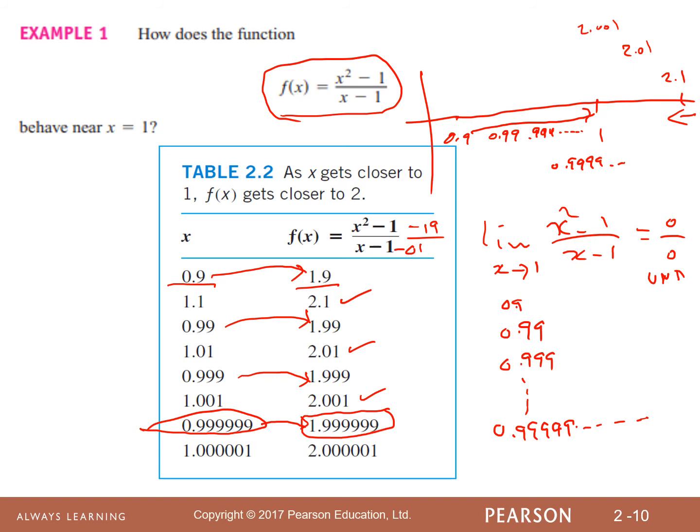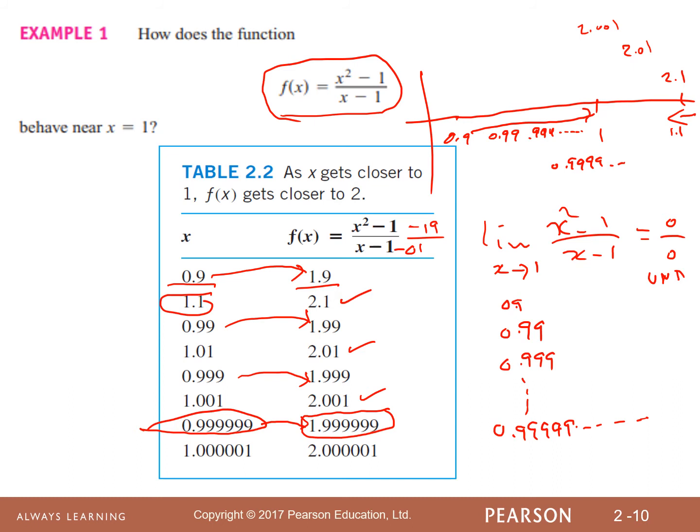Now approach it from the right. If you want to approach it from the right, you're going to start from what? 1.1. Because 1 is right here. So you want to start from 1.1, right? So if x is equal to 1.1, 1.1 is somewhere in here, right? So 1.1 is going to give you what?